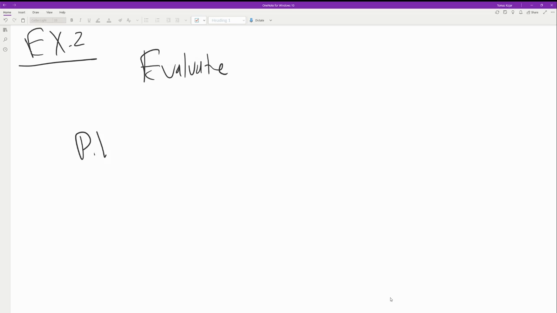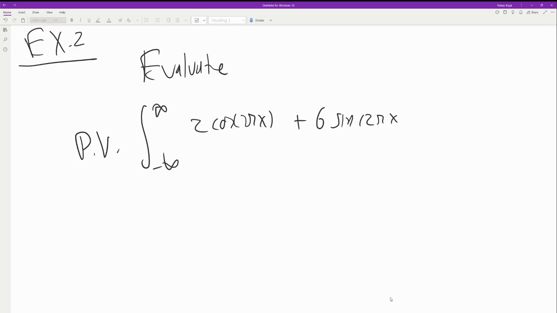So evaluate the principal value of the integral of 2 cosine 2 pi x and 6 sine 2 pi x over x minus 1 and x squared plus 1. So this is from your book. That's why the numbers are a little bit funny.